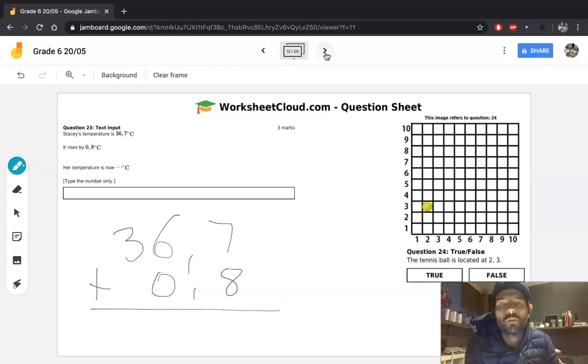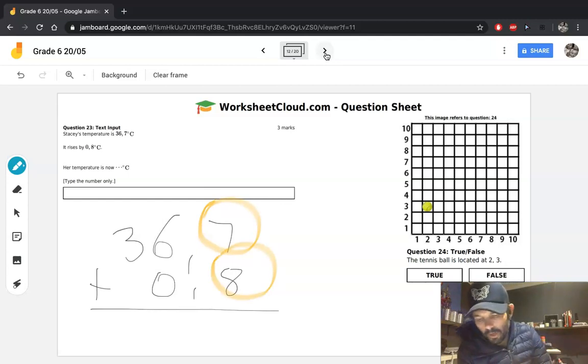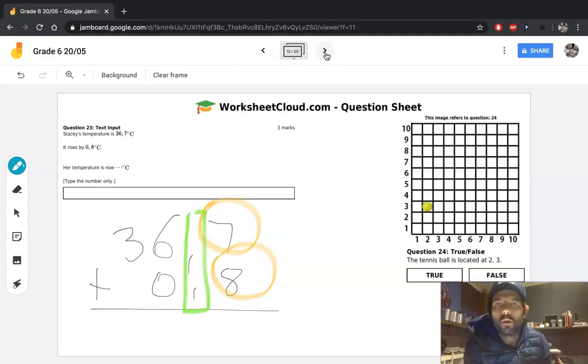Okay, it's a really common error for students to put the 0 in a different column or the 8 in a different column. And it's really important that you guys understand that both 7 and 8 are tenths. Okay, so they must be in the exact same column. The other thing to recognize is that the decimals always line up with each other. All right, so now that we know that, we can go ahead and add.